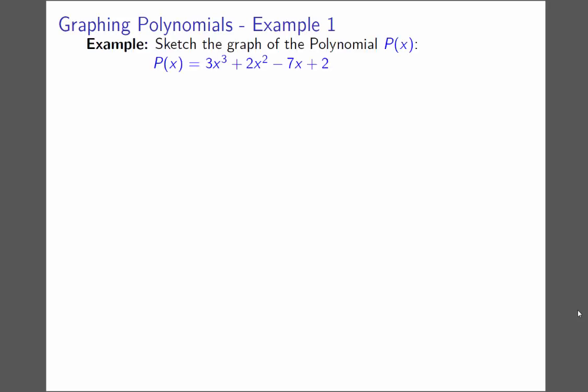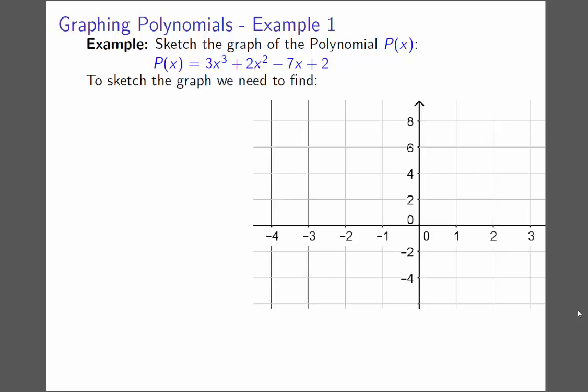In this example, we'll sketch the graph of the polynomial p of x equals 3x cubed plus 2x squared minus 7x plus 2. To sketch this graph, we need to find the y-intercept, the x-intercept, and the end behavior of the graph.